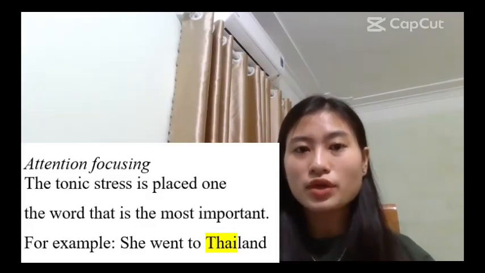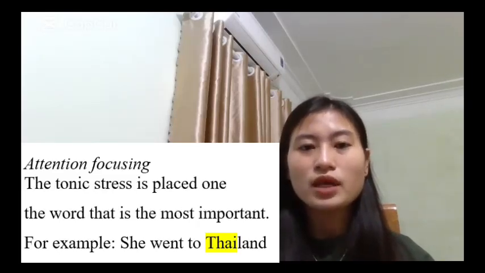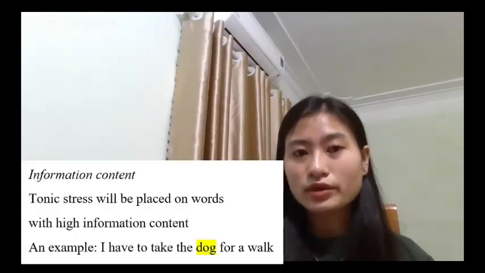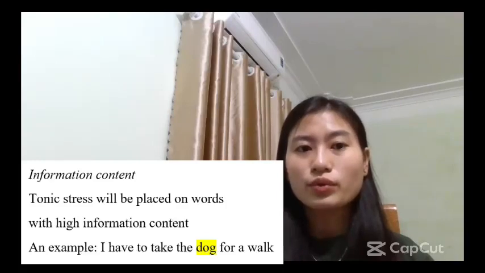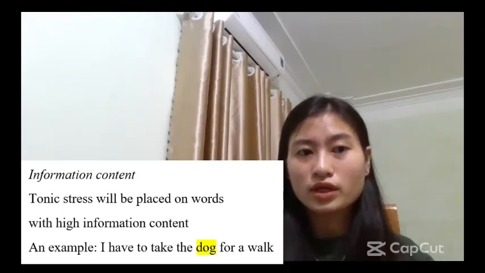In the case of attention focusing, the tonic stress is placed on the word that is the most important. For example, she went to Thailand. And besides, the tonic stress will be placed on words with high information content. An example, I had to take the dog for a walk.